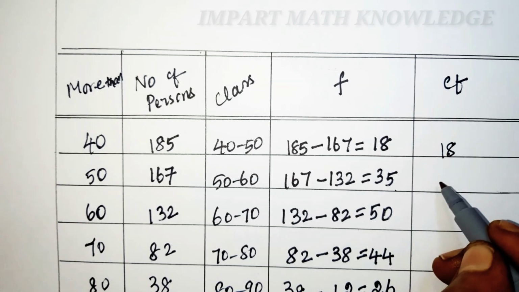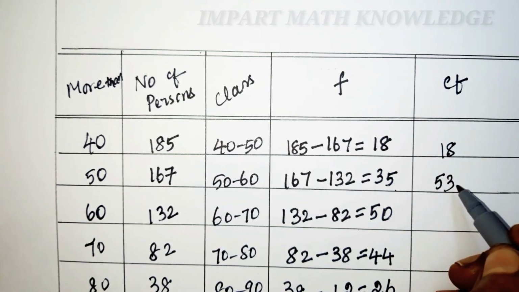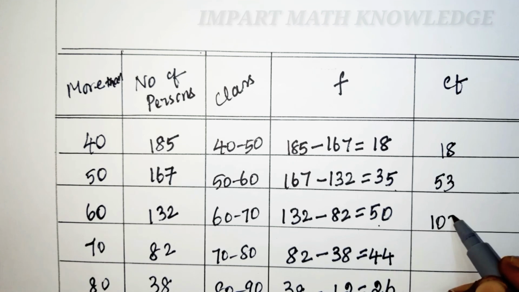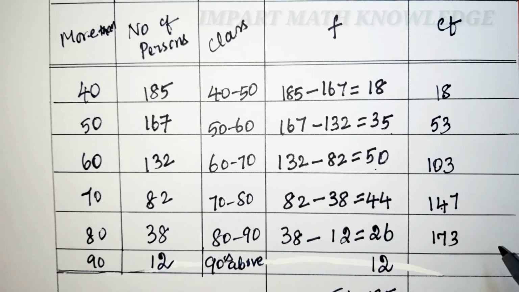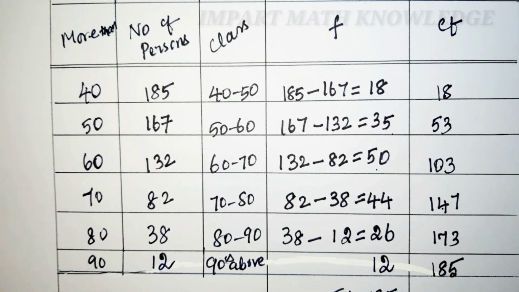From this frequency you have to find the cumulative frequency. 18 plus 35 is 53. 53 plus 50 is 103. 103 plus 47 is 147. 147 plus 26 is 173. 173 plus 12 is 185. Now we have to find lower quartile, upper quartile and median.